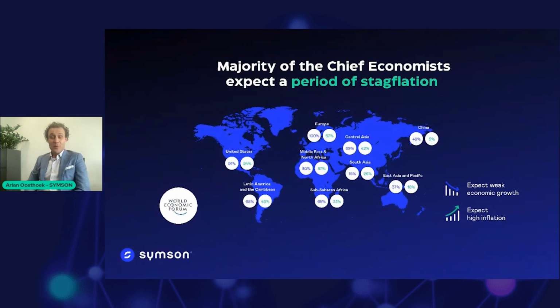So now we go over to the first topic. I would like to start with an article that was published by the World Economic Forum. "A majority of chief economists expect a period of stagflation" was the title of the article, published in January. It actually means that the chief economists expect, especially in Europe, weak, stagnating economic growth and a high rate of inflation. That's the prediction for 2023.